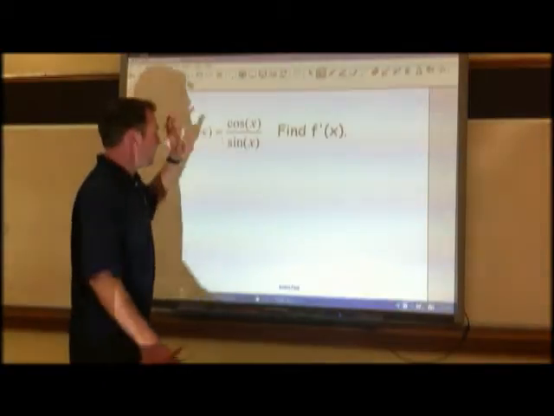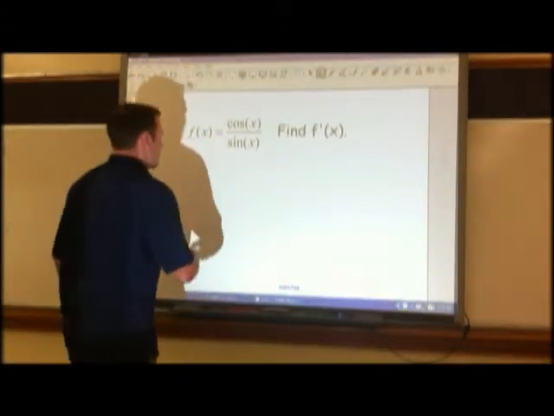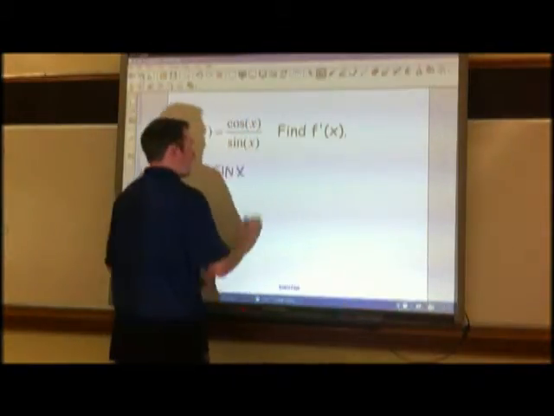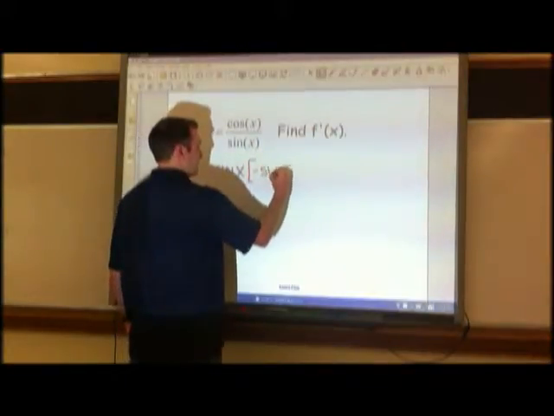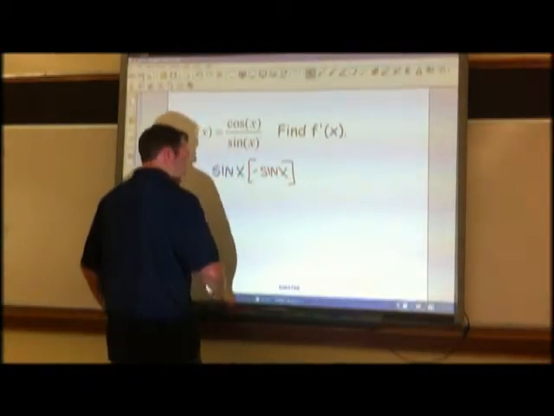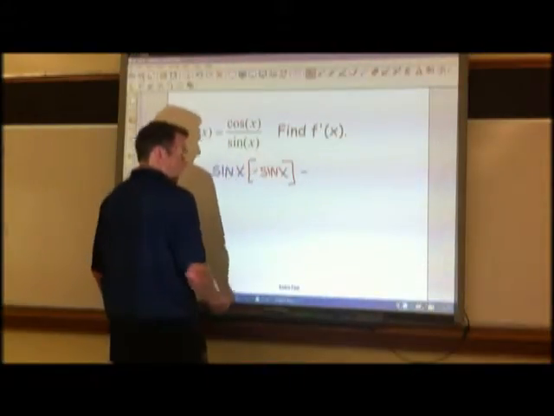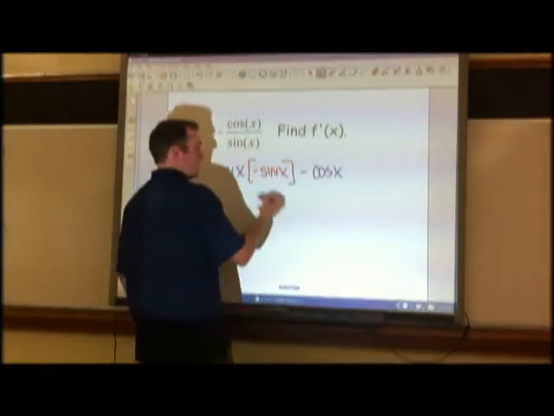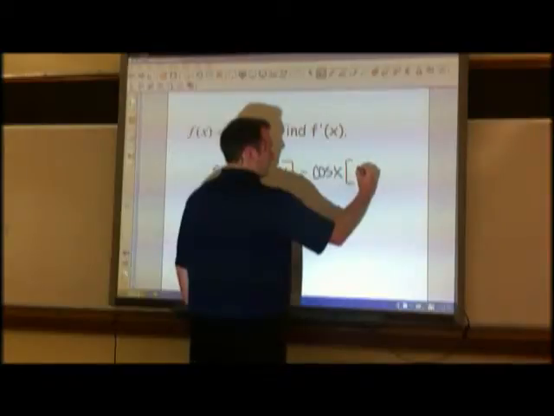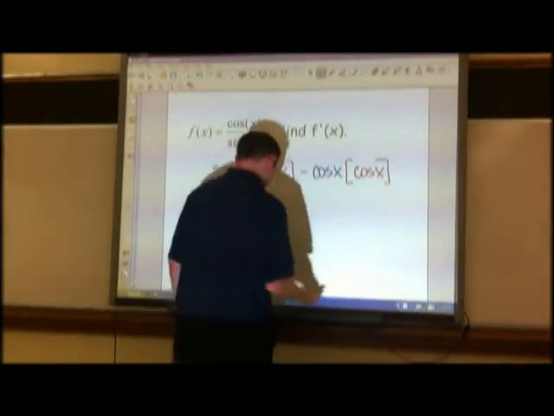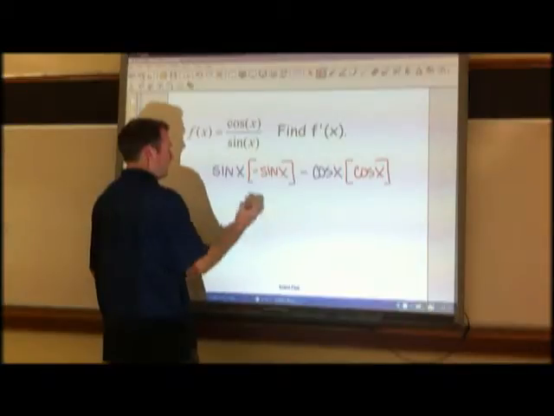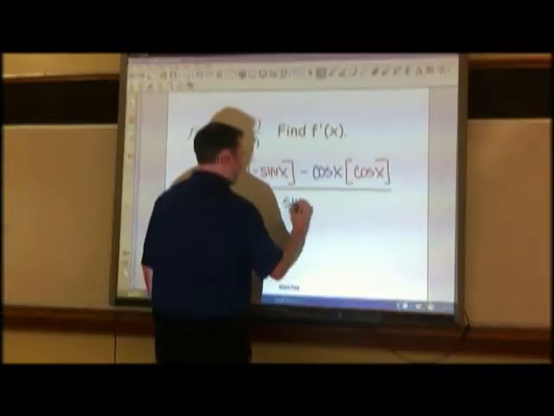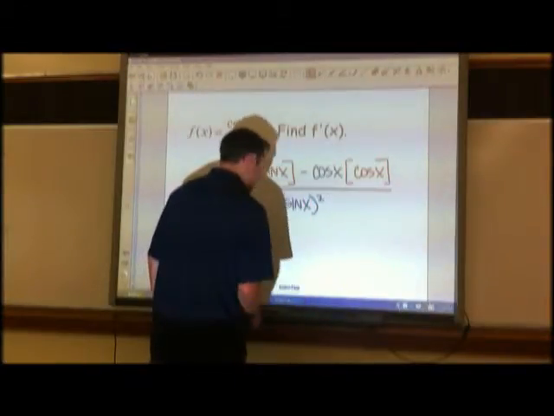Just one last little problem to look at. We can mix in trig with this if we want. So, same idea, low d high. I would have sine x times the derivative of cosine x, which is negative sine x, minus cosine x times the derivative of sine x. This is all over sine x squared.